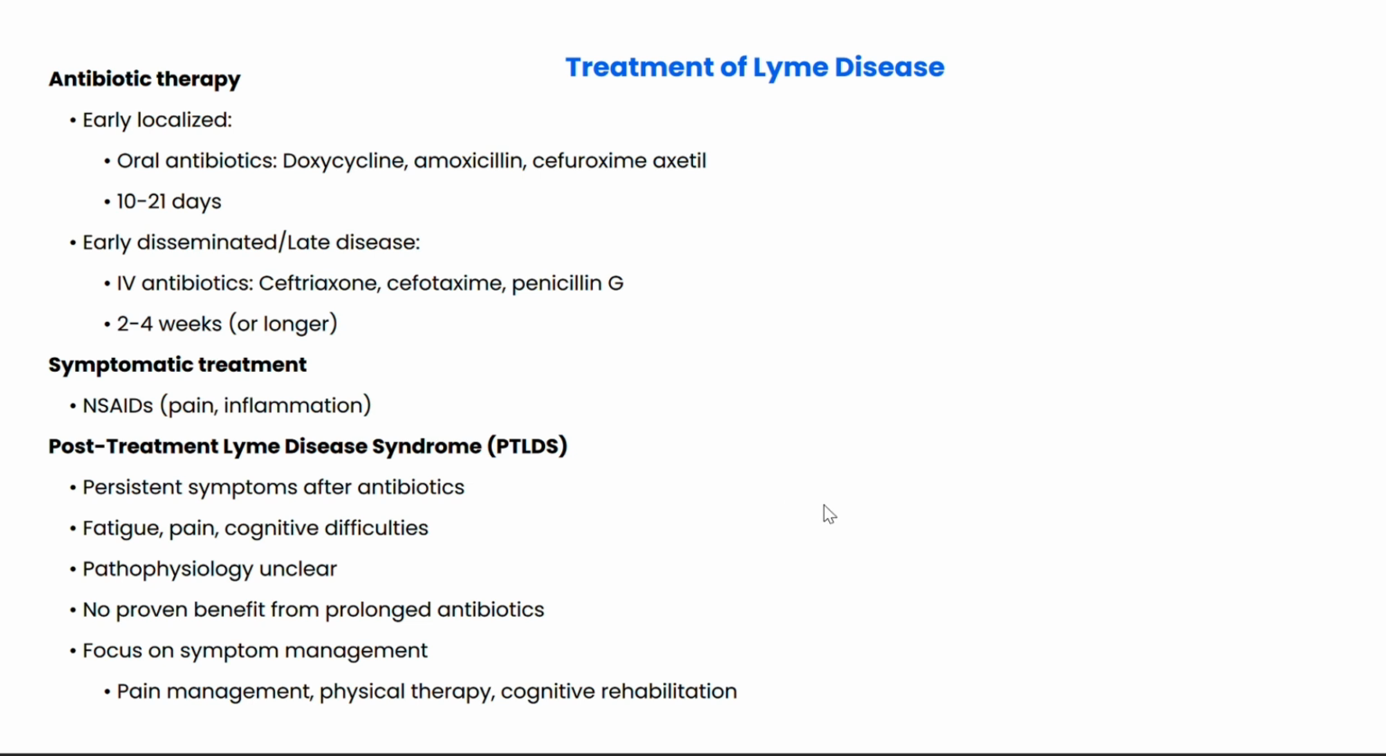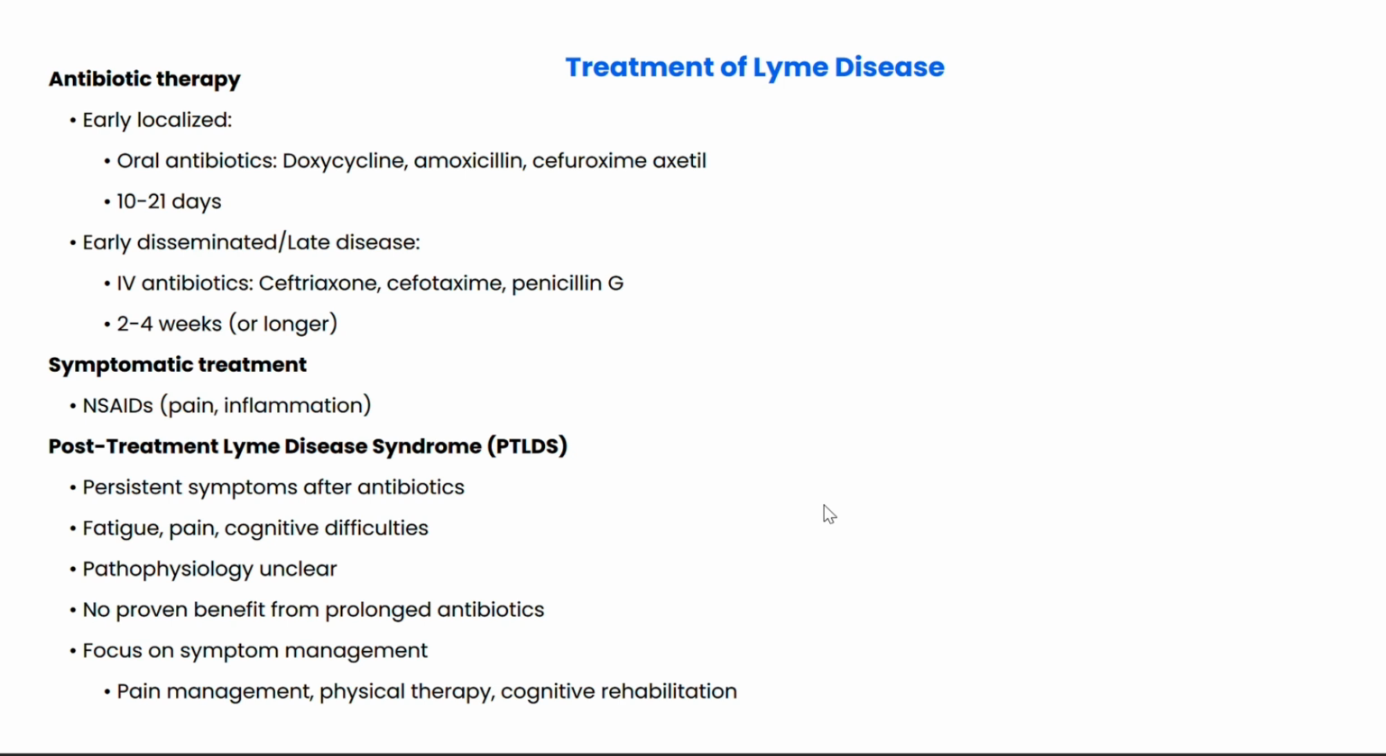The primary treatment for Lyme disease is antibiotic therapy. Prompt treatment, especially in the early stages, is crucial for preventing later complications. For early localized Lyme disease, oral antibiotics are typically prescribed. These include doxycycline, amoxicillin, or cefuroxime axetil. The usual duration of treatment is 10 to 21 days. The choice of antibiotics depends on factors such as the patient's age, medical history, and any allergies.